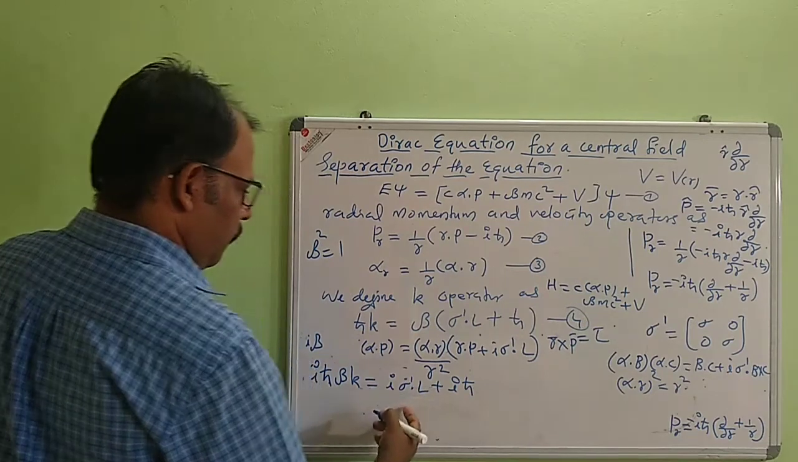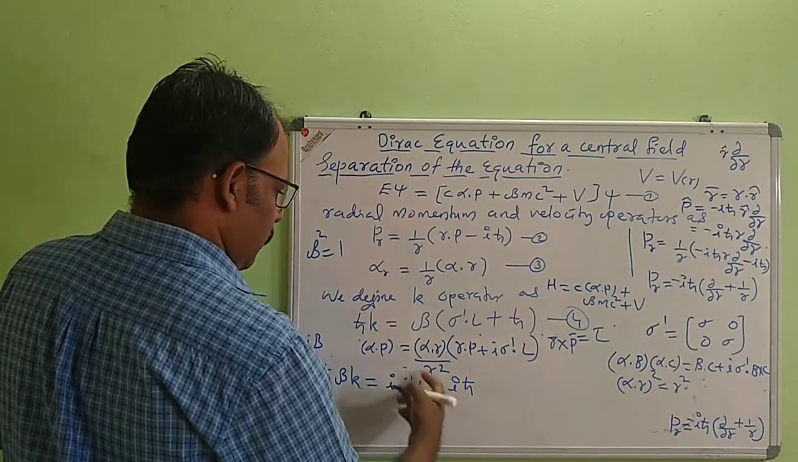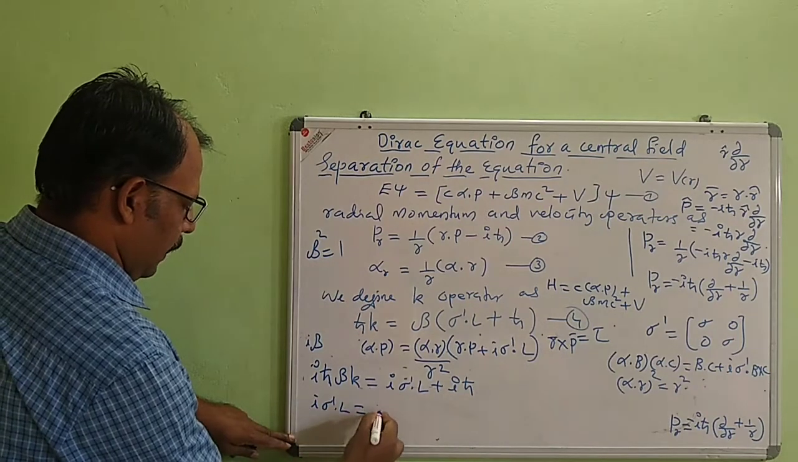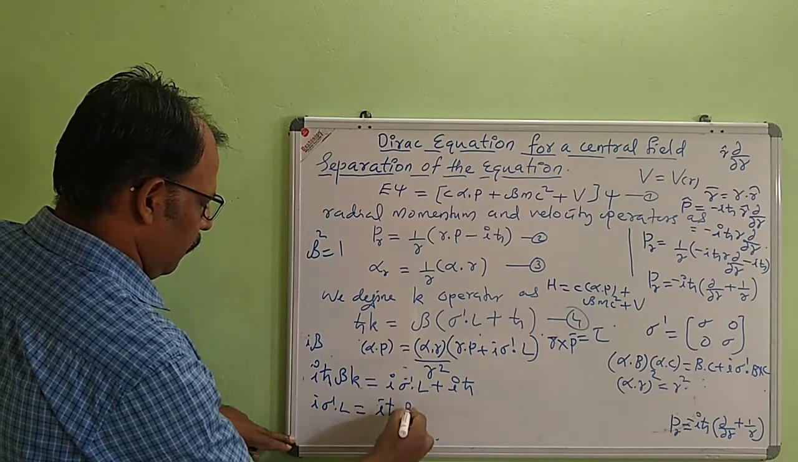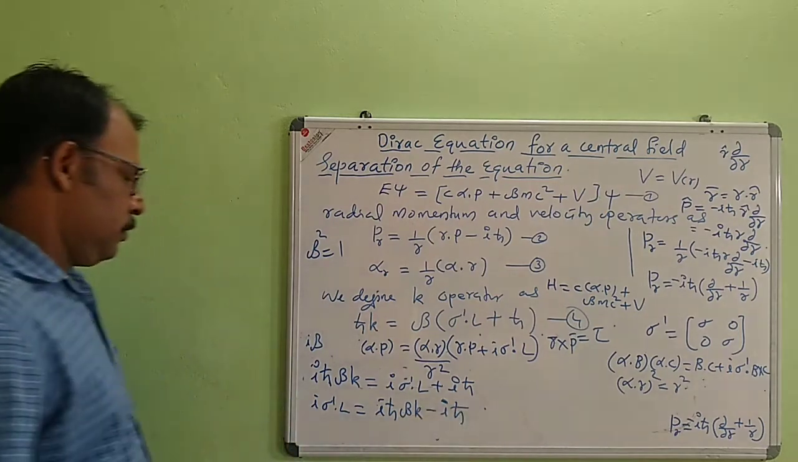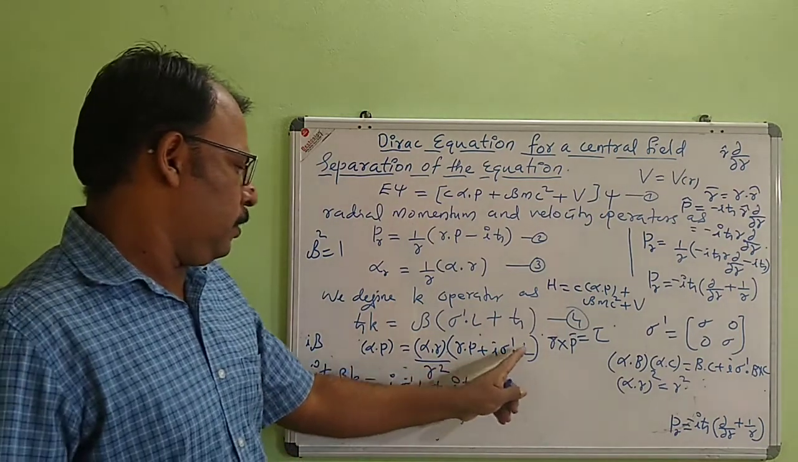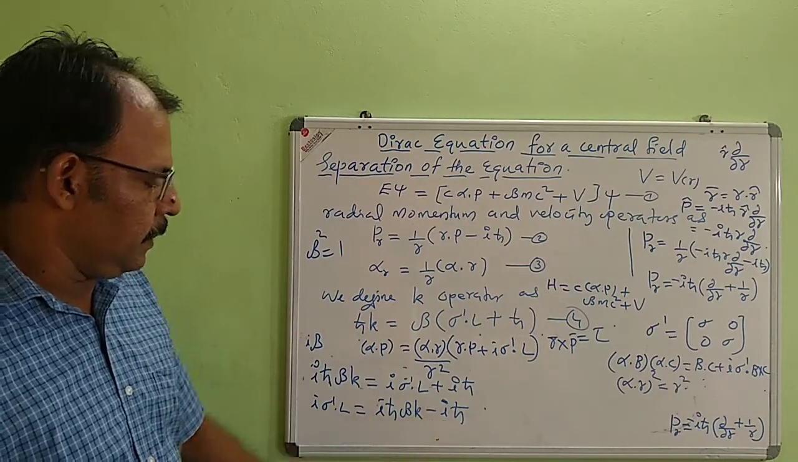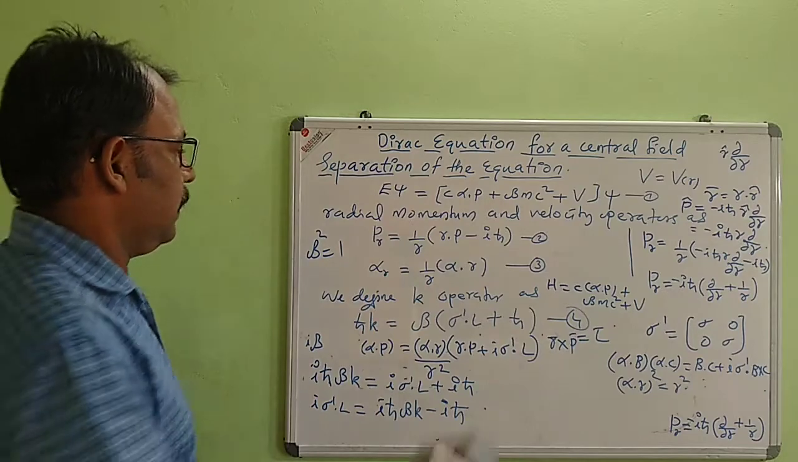Now, what is I sigma prime dot L? I can write it as I h bar beta K minus I h bar. So this I sigma prime dot L we can write as I h bar beta K minus I h bar. I will write that equation here.